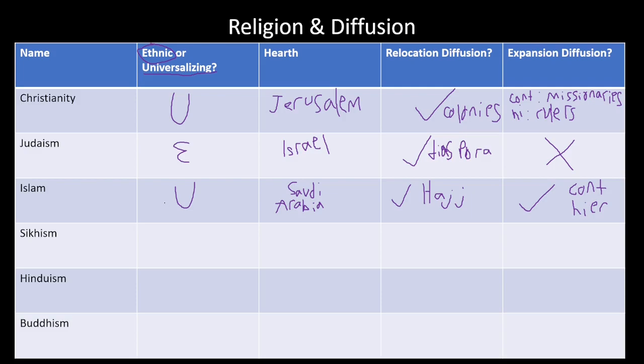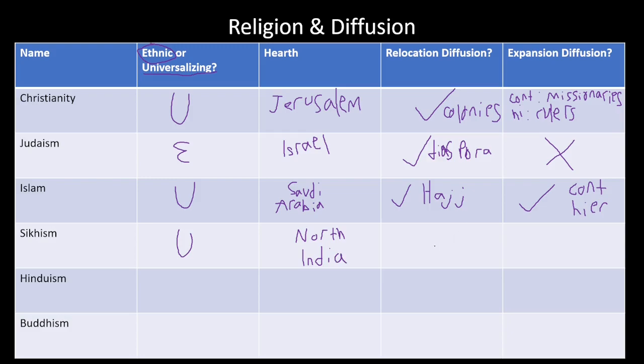Then there's Sikhism, which is a religion for AP Human, but it's never covered at all. But I'm still going to cover it because you might see an FRQ on it and you want to know how to do it. So yeah, is it ethnic or universalizing? It is universalizing. It does see converts, and it does diffuse somewhat through its hearth. It wasn't on the map because it's not that big of a religion. Where's its hearth? Its hearth is in northern India. So another one kind of in the Indus Valley.